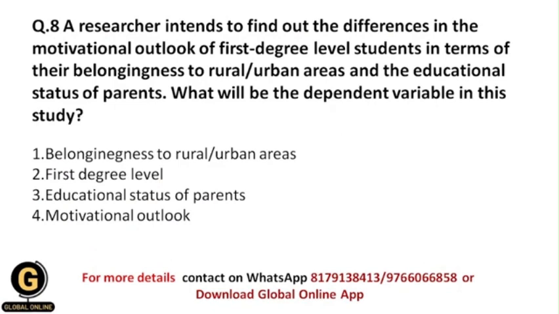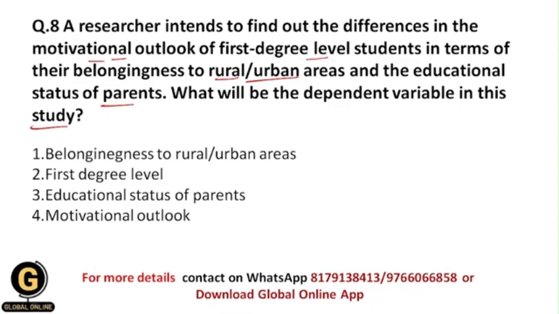A researcher intends to find out the differences in the motivational outcome or outlook of first degree level students in terms of their belongingness to rural or urban areas and the educational status of parents. What will be the dependent variable in this study? Okay, so here the researcher intends to find out the differences in the motivational outlook of first degree level students based on their belongingness to either rural or urban areas and based on the educational status of their parents.